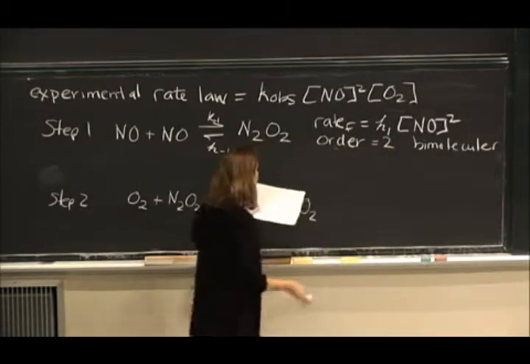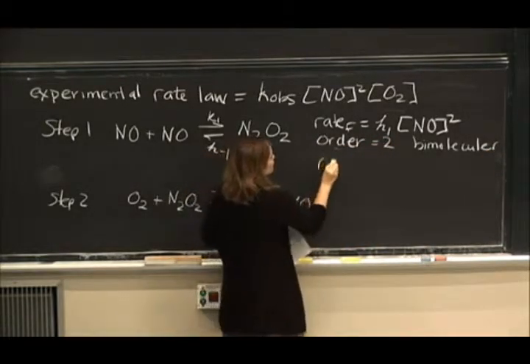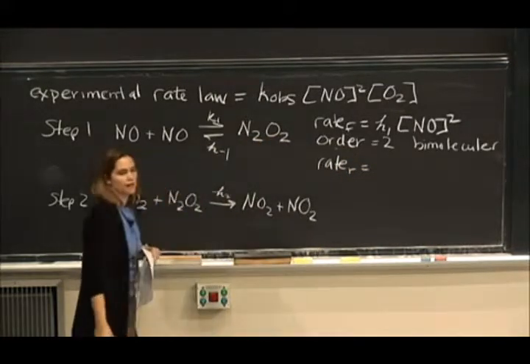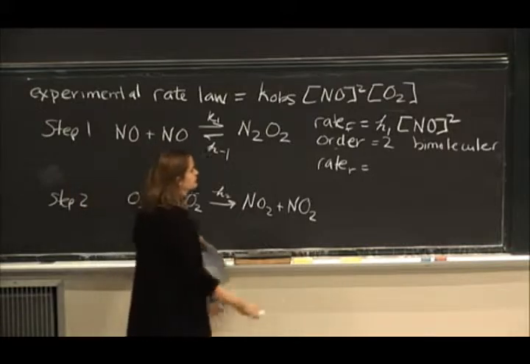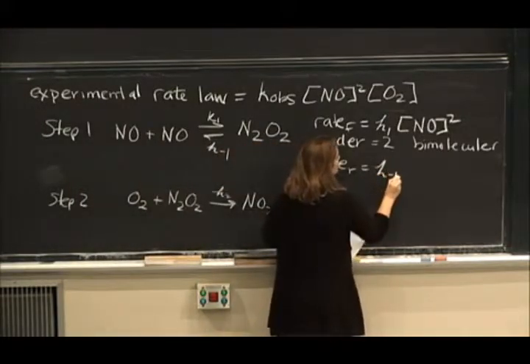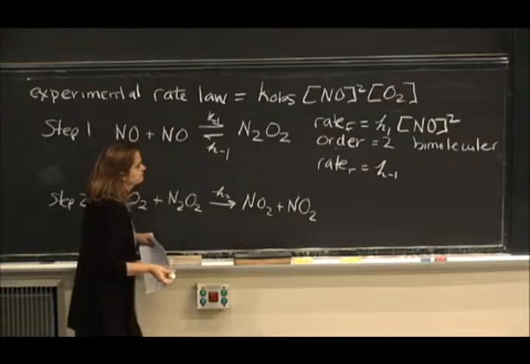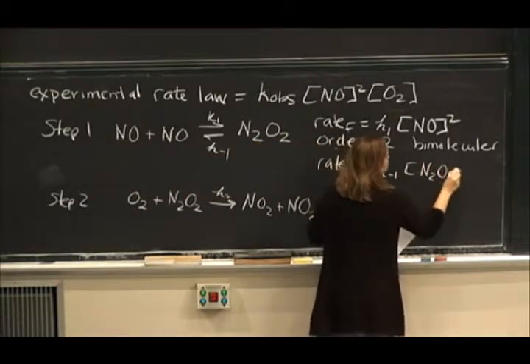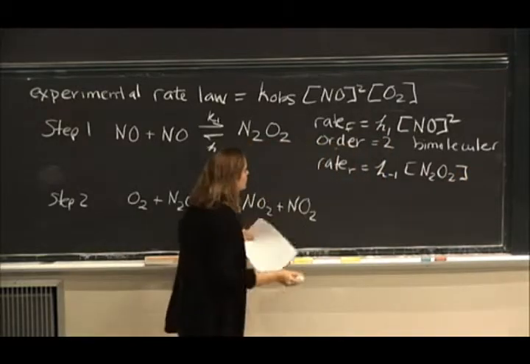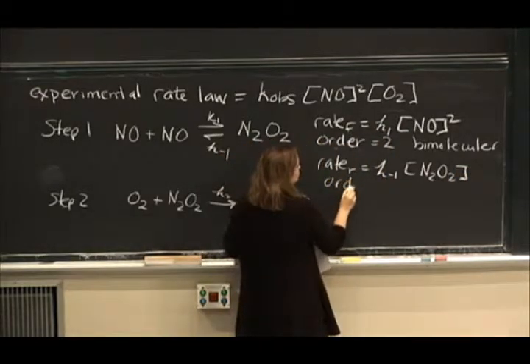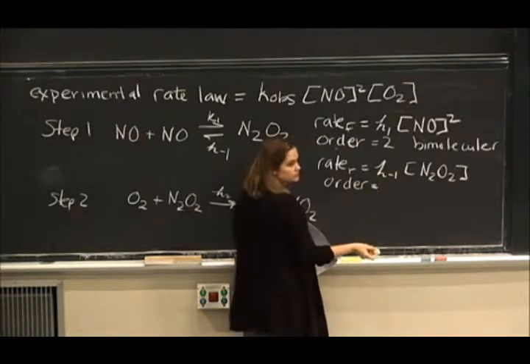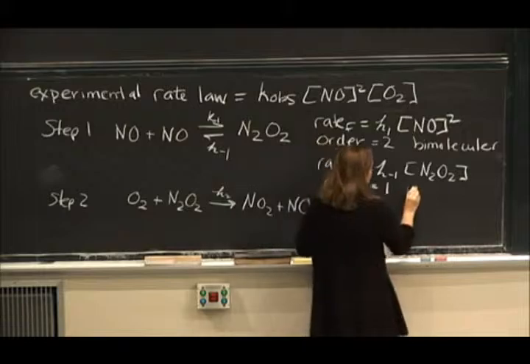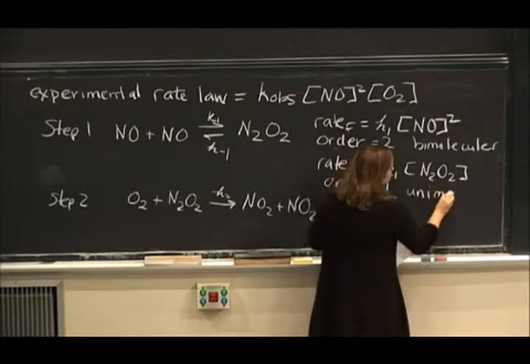All right, so then for the reverse direction, the rate of the reverse direction would be equal to what rate constant? K minus 1 times what? Yeah, N2O2. So what's the order here? 1. And what's this called? Yeah, so that's called unimolecular.